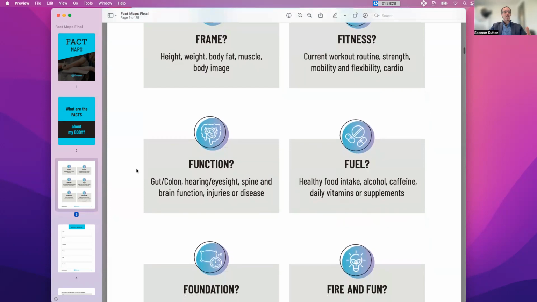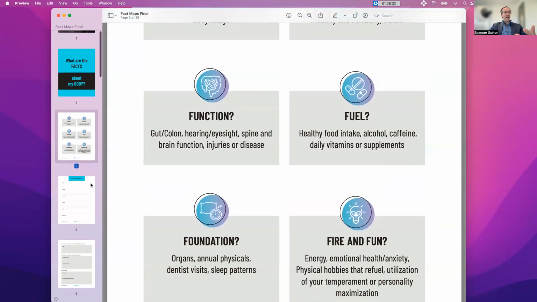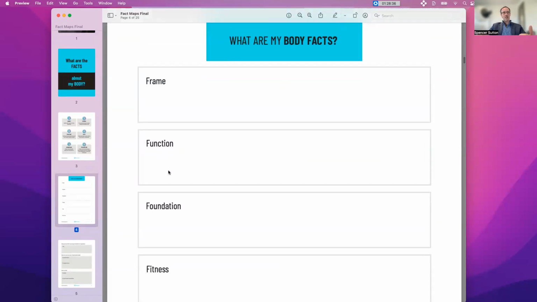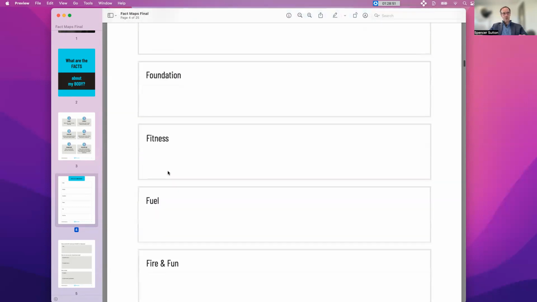Fitness, function, fuel, all of these things are important. And so once I answer all of that right here in this section, I'm just writing it out. What I do is I upload this PDF into my iPad, and I just use my iPad pencil and write it all out. You can print it out and write it. It doesn't really matter. What are the facts about my body? So I'm just being very brutally honest with myself.